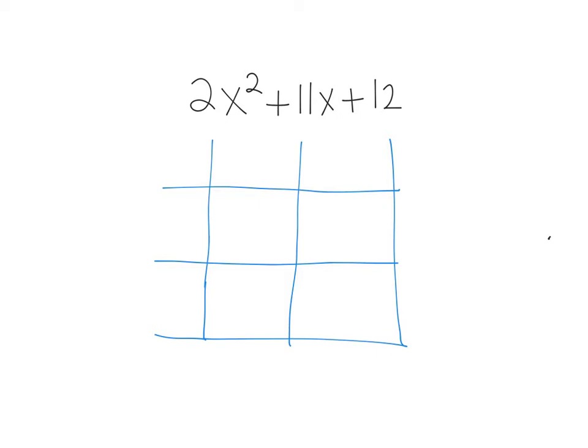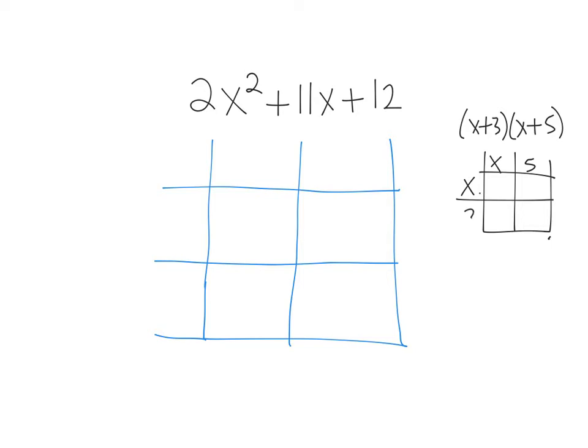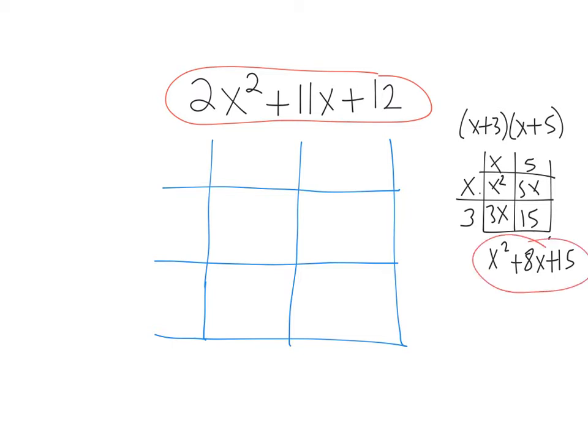So remember, when we were multiplying binomials, if we were multiplying something like x plus 3 and x plus 5, we had our chart that we were drawing, where we would have x and 5 and 3, and then we get x squared, 5x, 3x, 15. So our final answer is x squared plus 15x plus 15. Oh, sorry, not 15x. 8x plus 15.